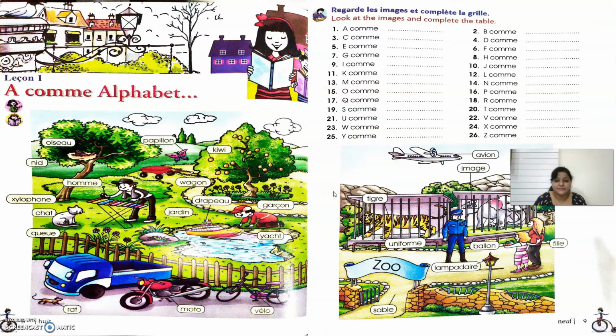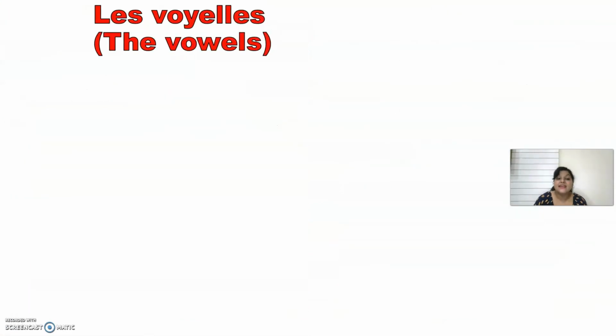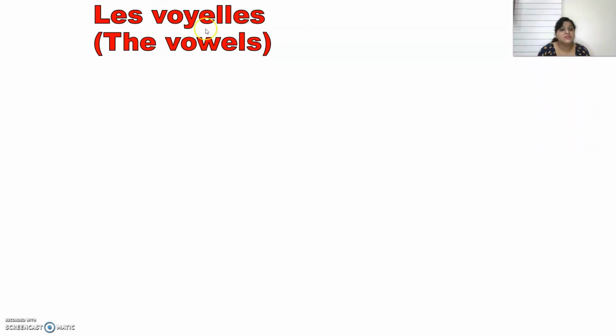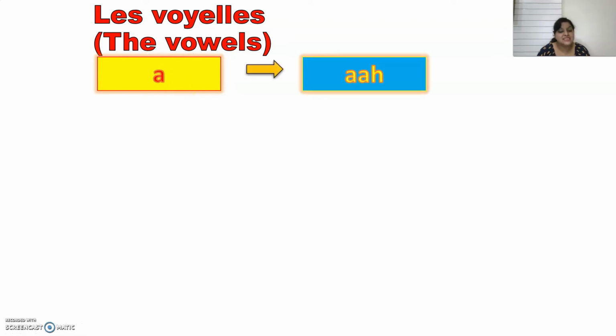Now let's move ahead. Since we have learned the sounds of the alphabets in French, now let's quickly learn les voyelles, or the vowels that are used in the French language. So first thing, how to say vowels? We say les voyelles. Les voyelles. Let's learn the first vowel, that is A. A is a vowel in French.